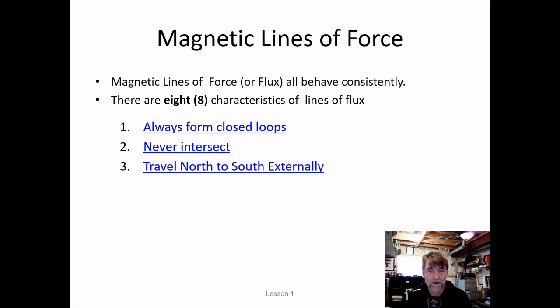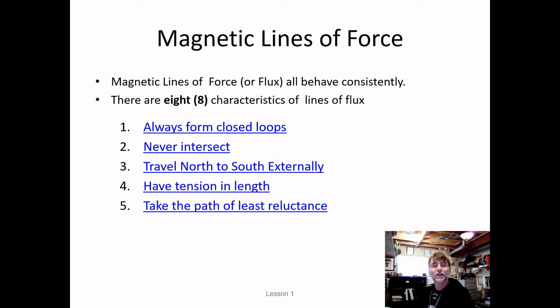They have tension and length. Well, what does that mean? We'll talk about it when we get to that slide. They take the path of least reluctance. You probably talked about the concept of current following the path of least resistance in basic electricity. These magnetic lines of flux do a similar thing, the very same thing actually. They follow the path of least reluctance.